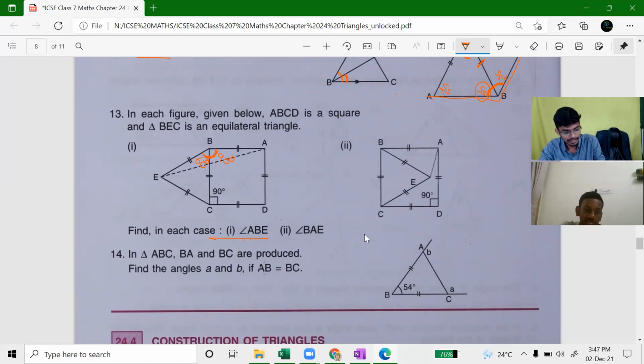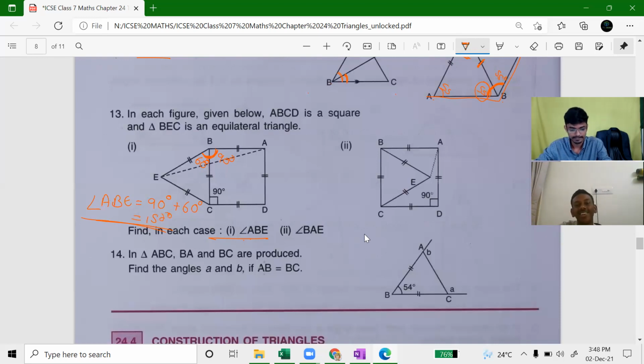So your angle ABE is equal to 90 degree plus 60 degree, which is 150 degree. Any doubt? No, sir. Pakka? Pakka, sir. 100%? Yes, sir. Can I lock it down?